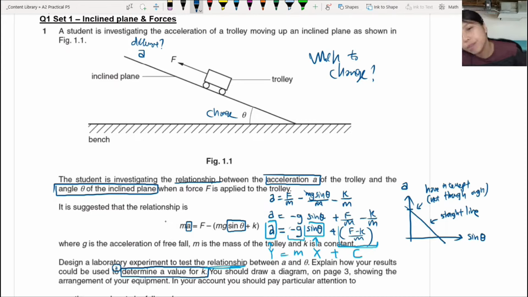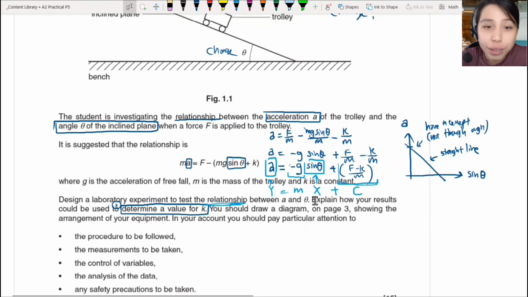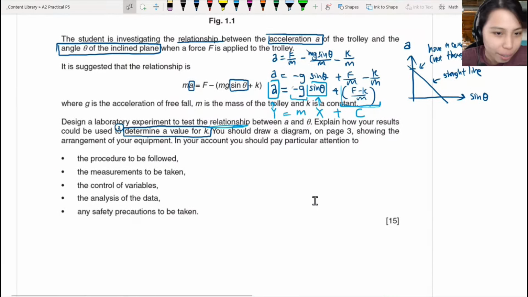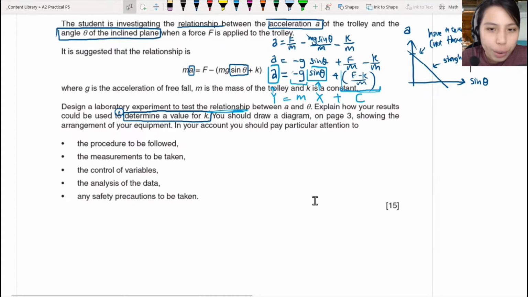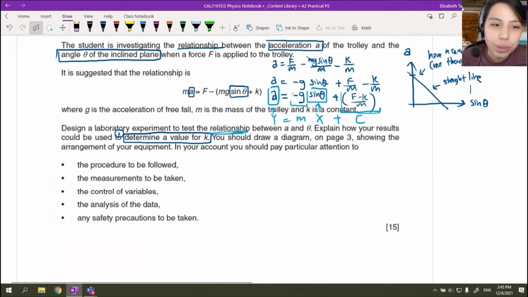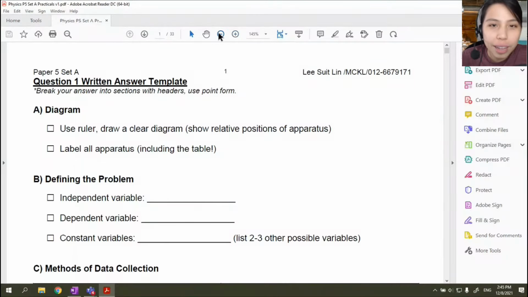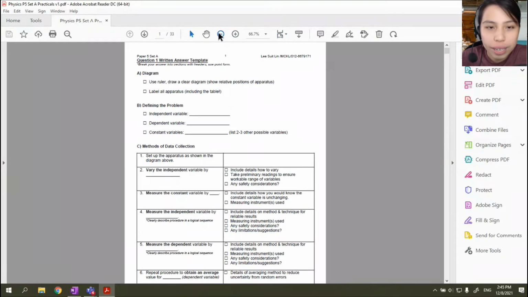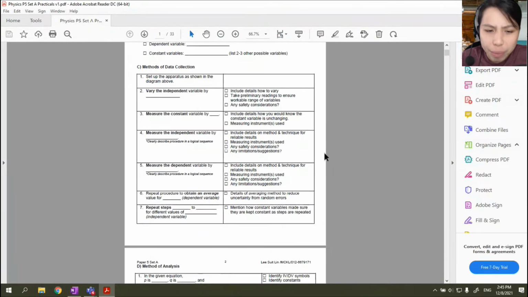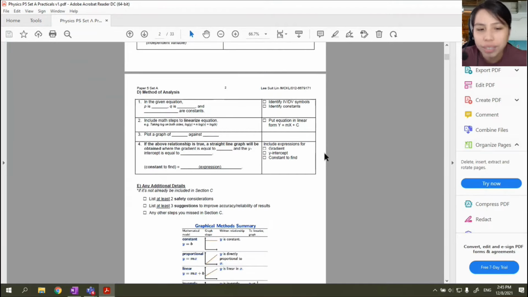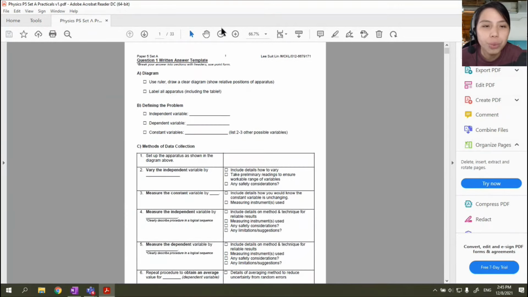Now the trickier part is how do we plan the experiment? Here's my tip. Let's brainstorm together. Then I'll let you all go have some time to write out some stuff. When you're not sure how to start, the first few times you can refer to my paper 5 set A. There is an answer template that I wrote out for you all. I think I printed it out also. You can double check on page 1 or 2 of paper 5 set A, you will see this long table.